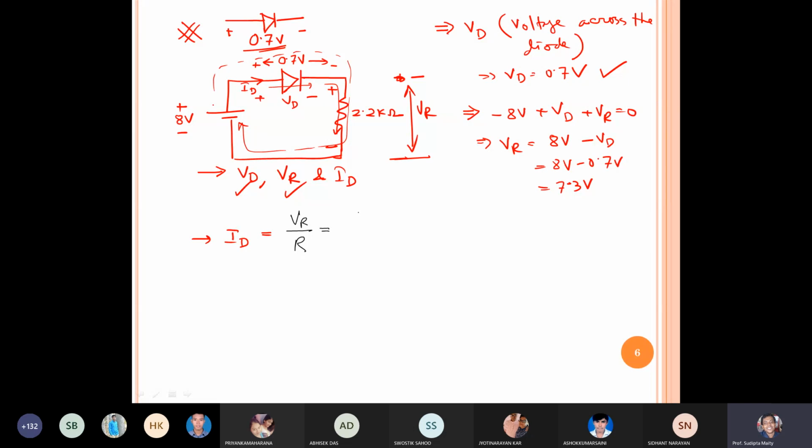So now what is the amplitude of VR? It is 7.3 volt, and R is 2.2 kilo ohm. And then I believe you can compute it and it will come nearly 3.32 milliampere.